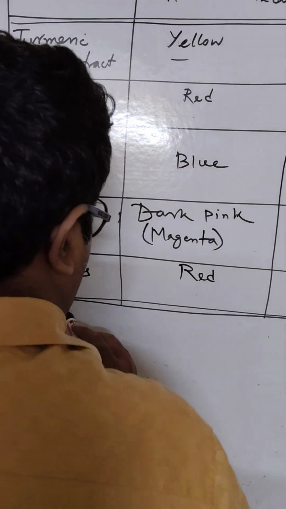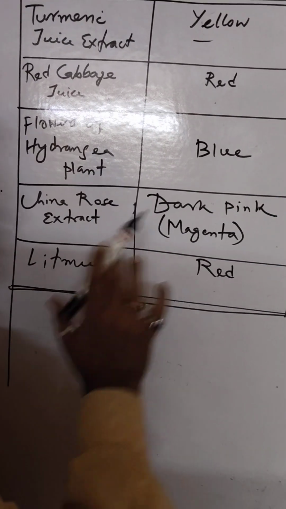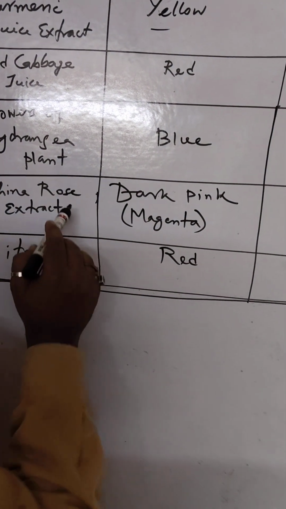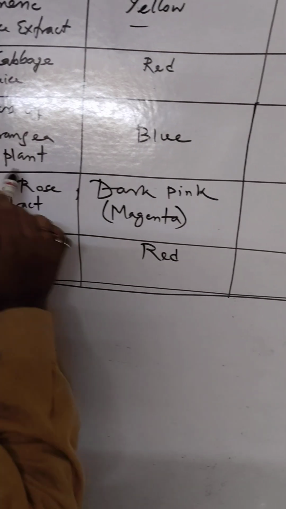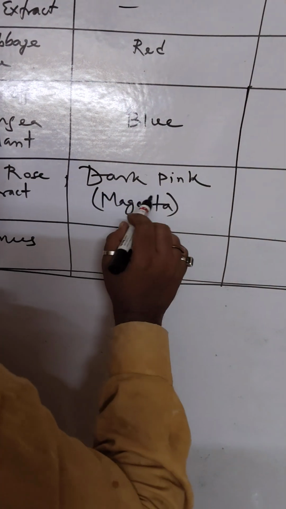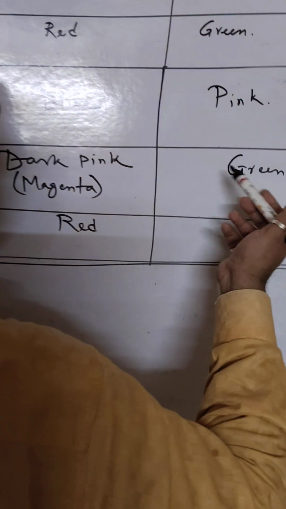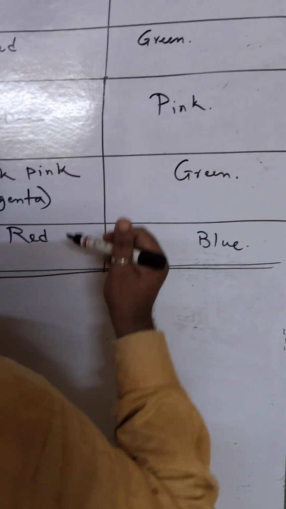Now, China rose extract was used in the ancient days by all the civilizations found in Asia. This China rose extract will give you a magenta color, that is dark pink color, in the acidic medium. You change it to the basic medium, you get green color.